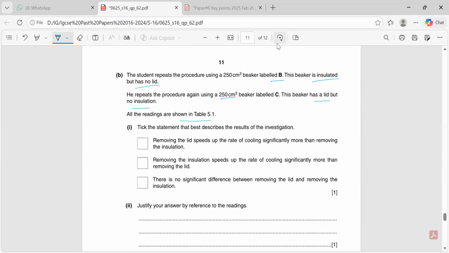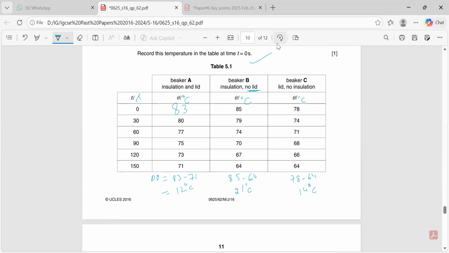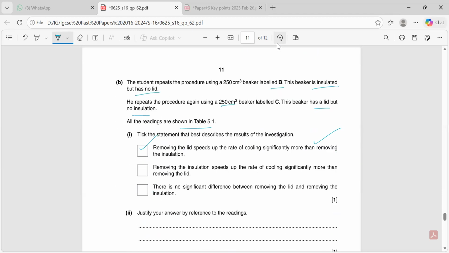Removing the lid speeds up the rate of cooling significantly more than removing the insulation. I think this statement is correct. Why? Removing the lid speeds up. See, there is no lid here. Here is a lid. Here is also a lid. But with no lid, the maximum temperature fall is there. So yes, that is the correct statement.